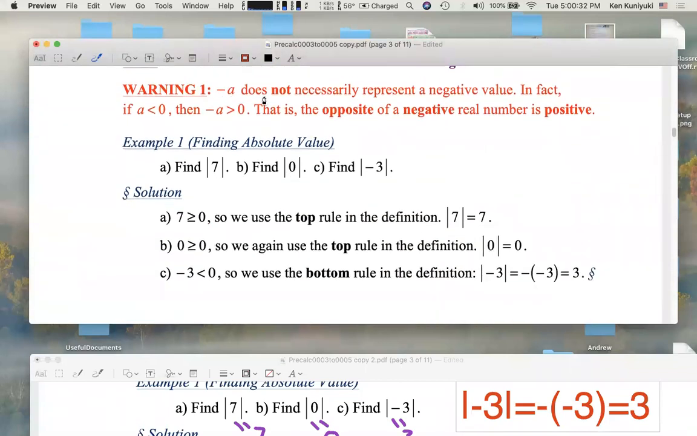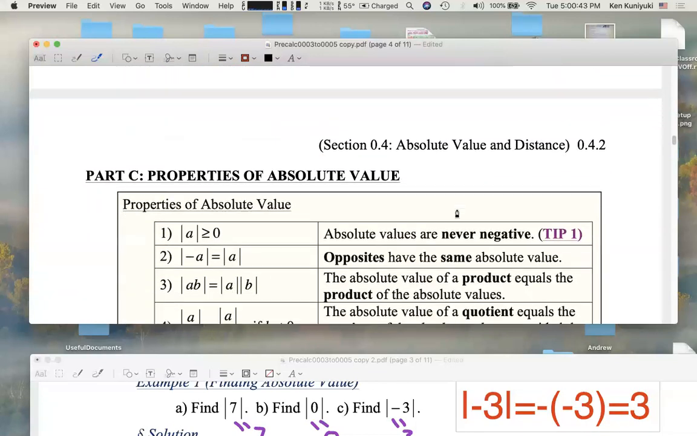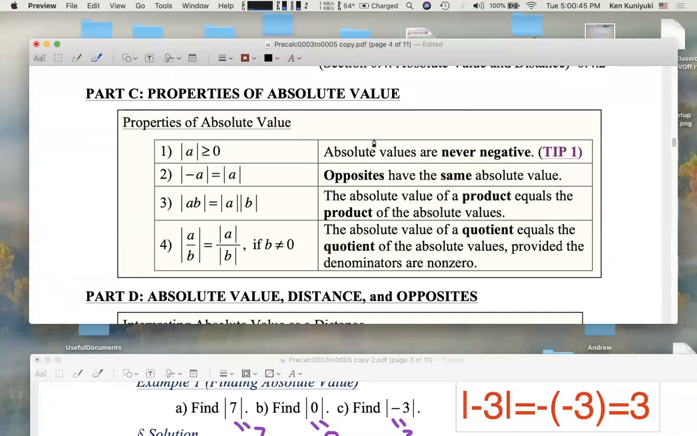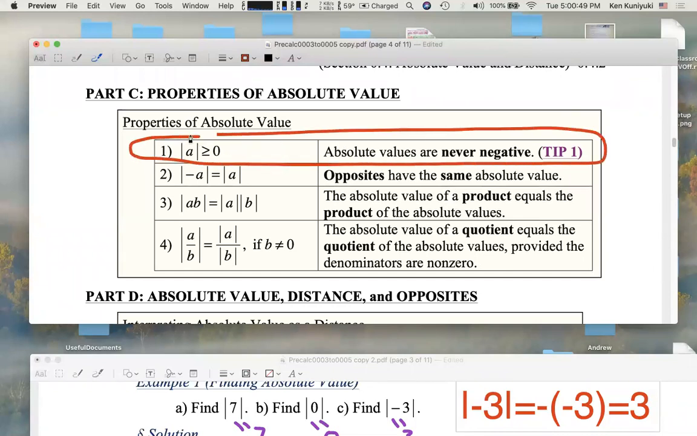So the absolute value of the opposite of a does not necessarily represent a negative value. If a is negative, then this thing here is positive. Some properties of absolute value. The key thing is number 1: absolute value is never negative. Again, it corresponds to a distance from 0.